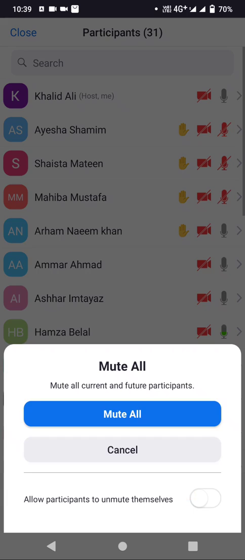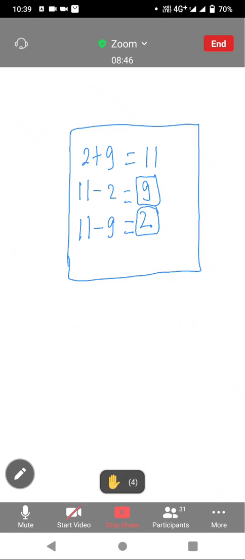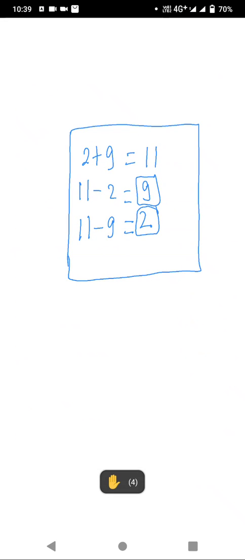I have sent this work on WhatsApp. Okay, so students, let's move on to worksheet 5, page number 29.